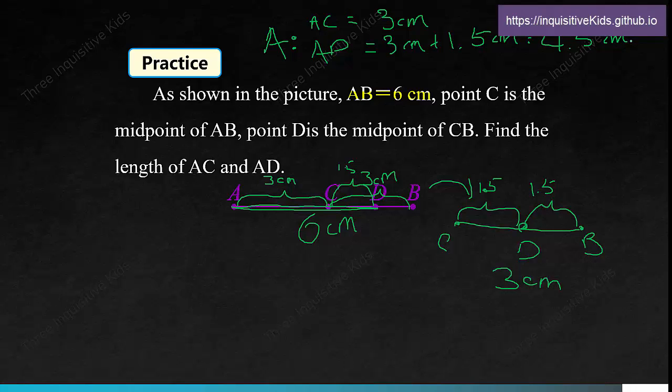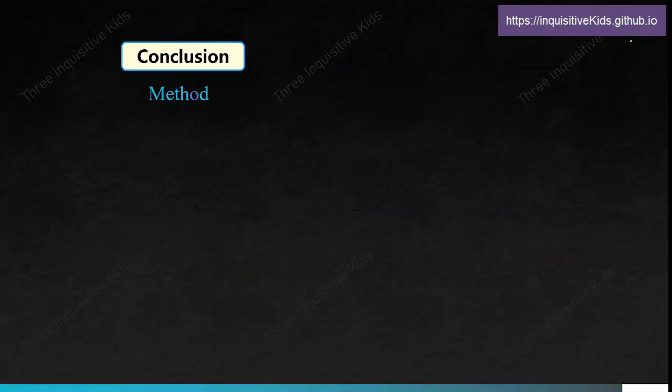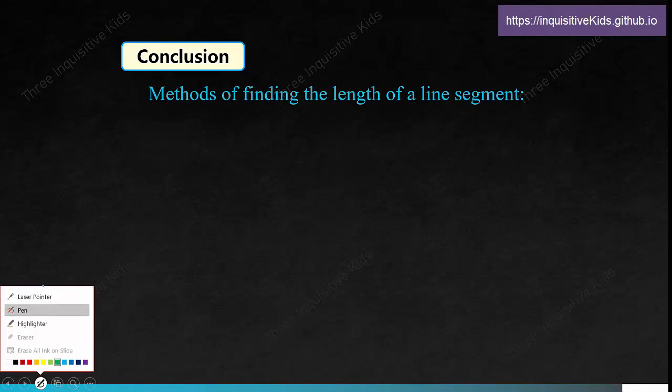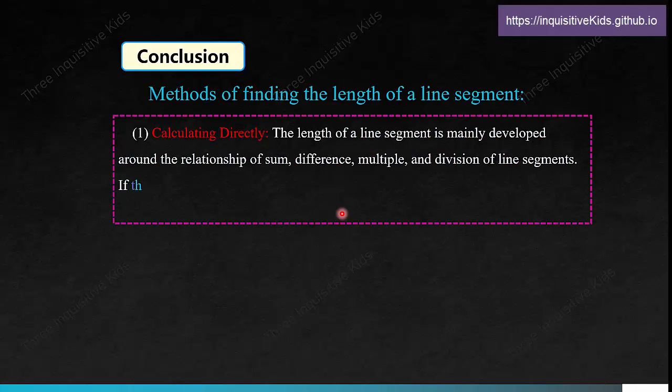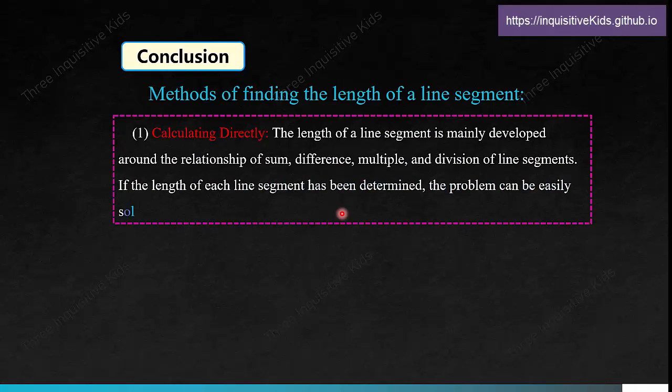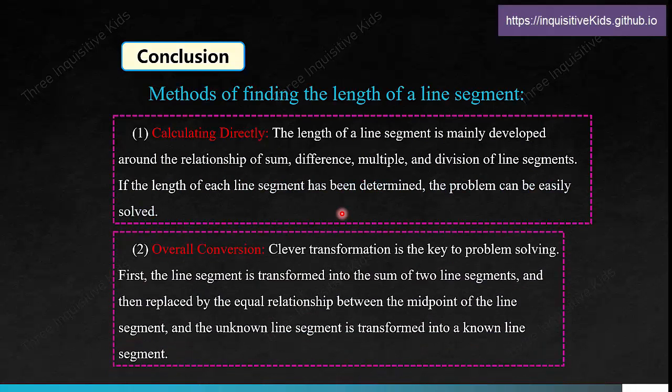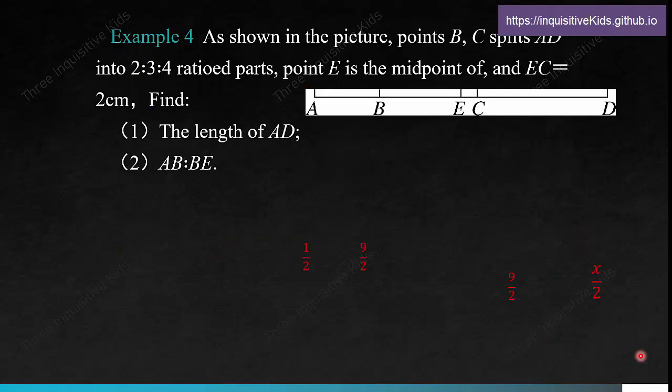So now let's look at the solution. AC is equal to 3 centimeters and AD is equal to 4.5 centimeters. Easy enough. So here's a conclusion. Methods of finding the length of a line segment. 1, tackling directly, which is using the ruler to first measure each line segment and then compare using the numbers. And 2, overall conversion. So it's basically stacking or transforming to a sum of 2 line segments. You all know this.